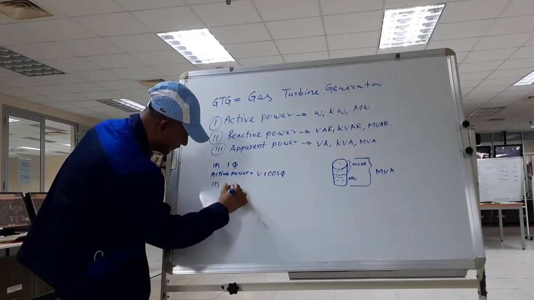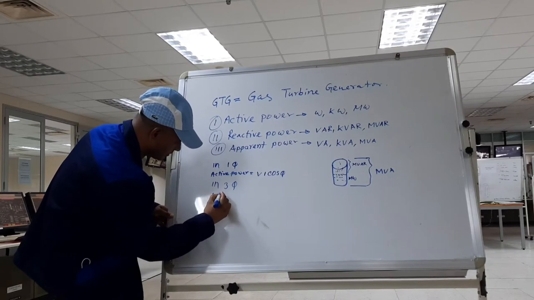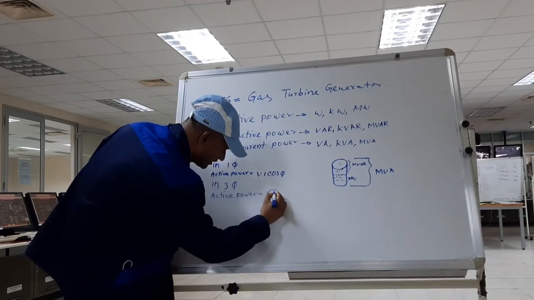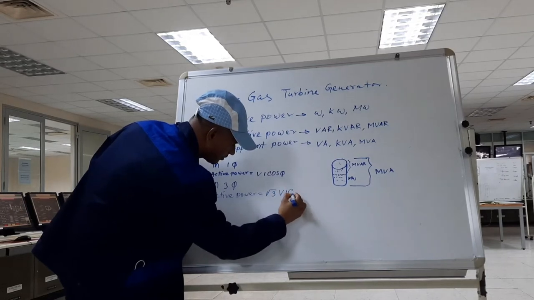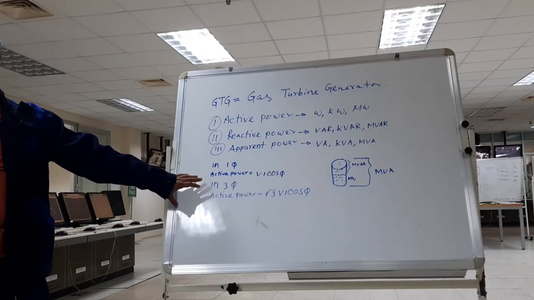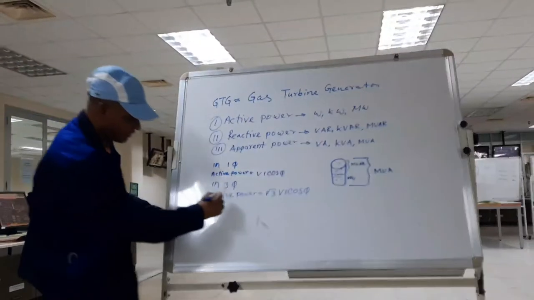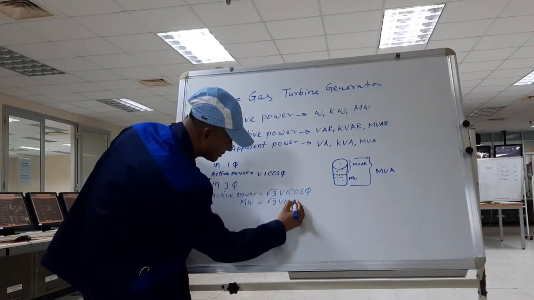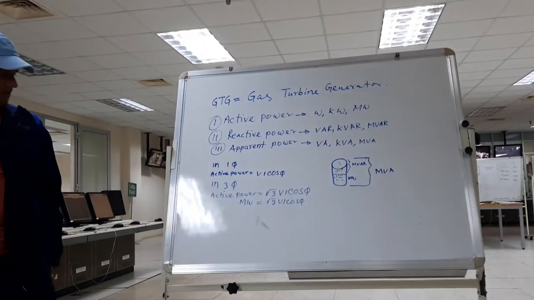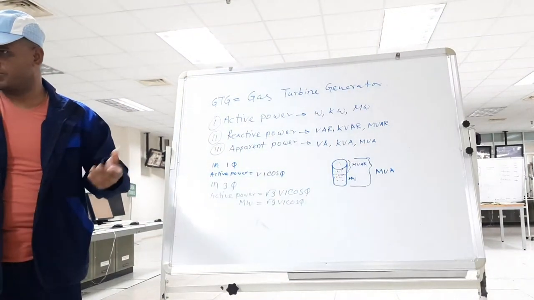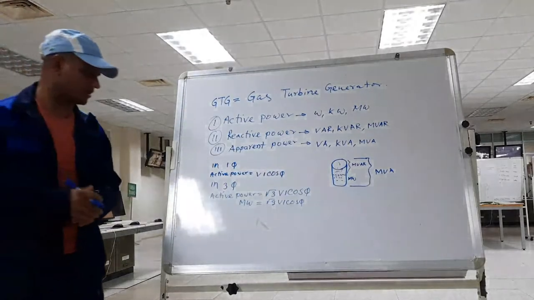So in a three phase, active power equals root 3 V I cos psi. Clear? This is the main rule of three phase power. Okay. So active power means megawatt. That means megawatt equals root 3 V I cos psi. Clear? So normally in our plant, power factor is 0.85 to 0.86. We all know that. But I will also show you how to calculate power factor. This is what I will show you.